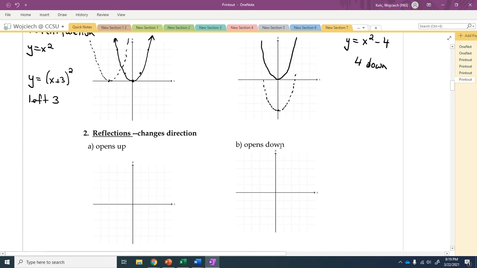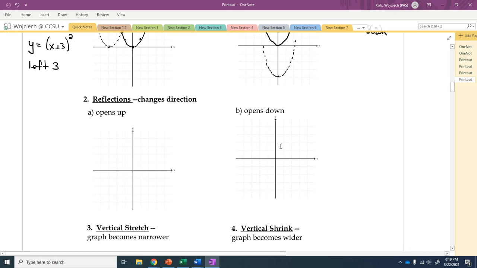Let's talk about reflections. Reflections means changes direction, whether it can open up or down. Now we know that the parent function y equals x squared opens up. And how do we know this? There's 1 in front of it. In other words, the leading coefficient a is equal to 1. So this graph will look like this.